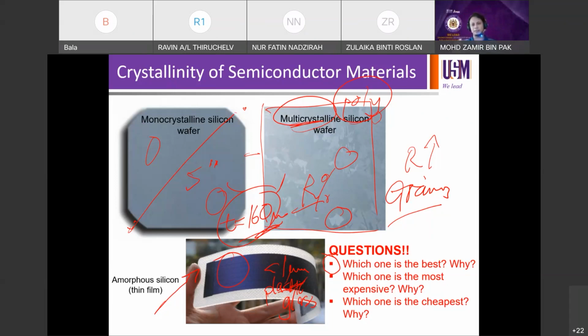And having said that, the cheapest one would be amorphous silicon because it's just very thin to begin with, and the deposition process is a lot easier to do. The simplicity of the process and the volume of material that you need to be deposited on the plastic, on the glass, is a lot lower compared to 160 micron for the mono or multi wafers. You only need less than 1 micron, so that's more than 200-fold of reduction in terms of the material thickness, right? So that makes it very, very cheap.